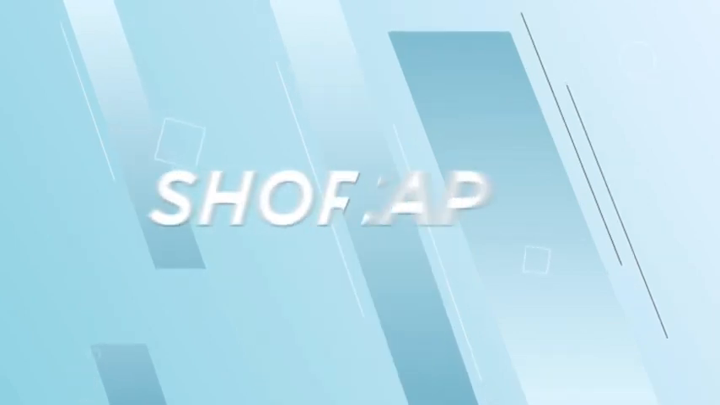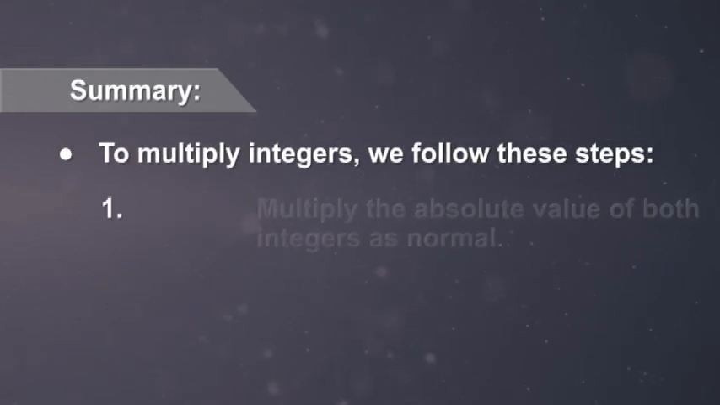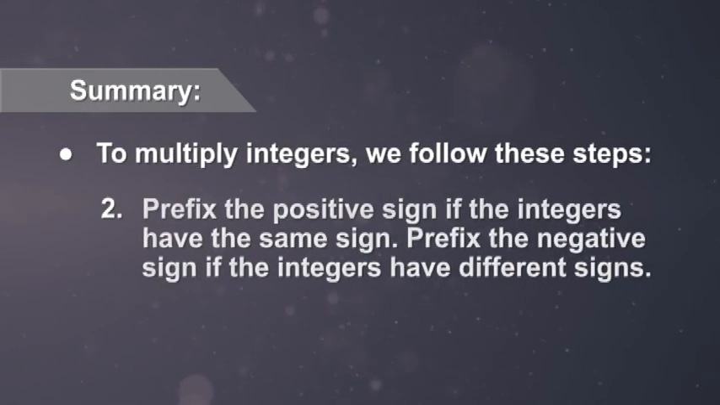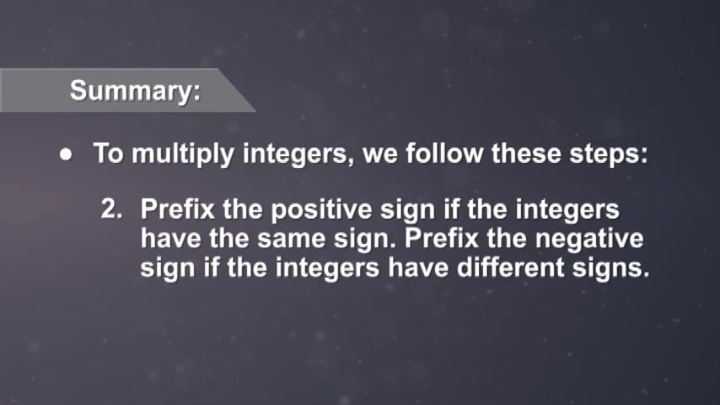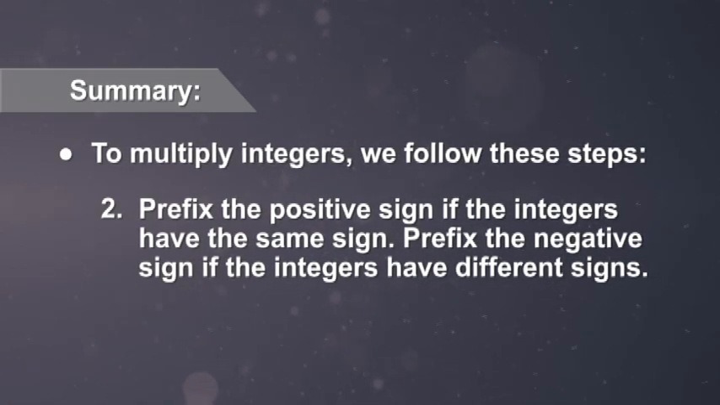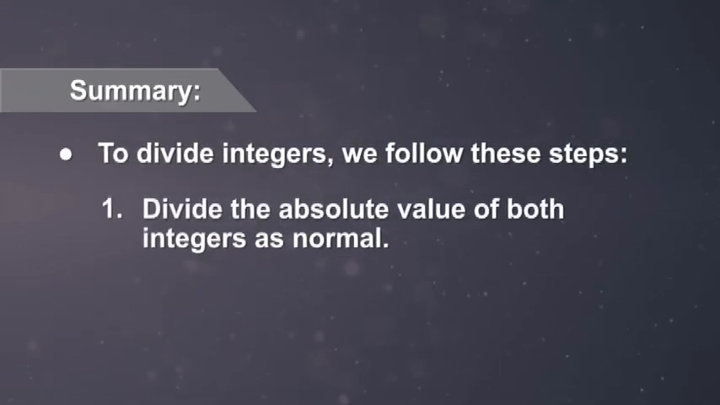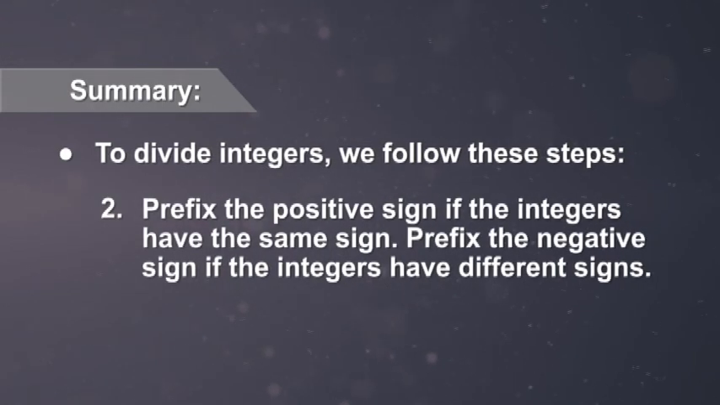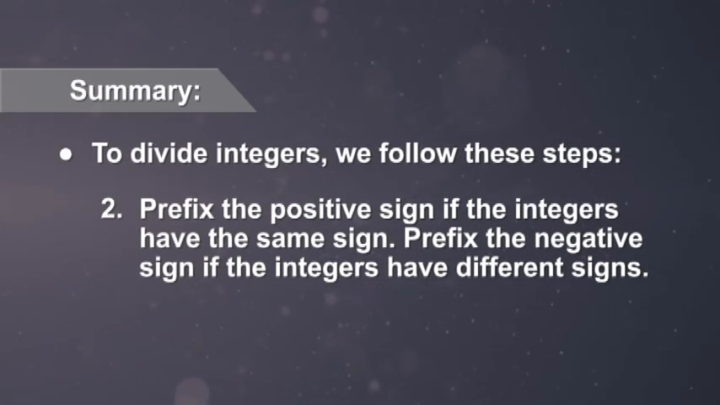Before we end this lesson on multiplication and division, let's remember what we just learned. To multiply integers, we follow these steps. Multiply the absolute value of both integers as normal. Prefix the positive sign if the integers have the same sign. Prefix the negative sign if the integers have different signs. To divide integers, we follow these steps. Divide the absolute value of both integers as normal. Prefix the positive sign if the integers have the same sign. And prefix the negative sign if the integers have different signs.